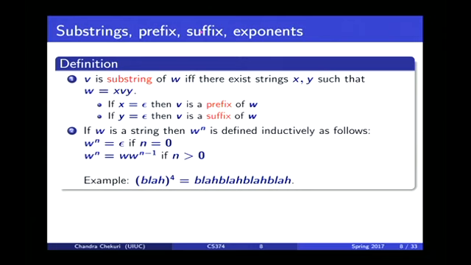Then we define exponentiation of strings inductively. What is w to the n? w concatenated n times. So blah to the 4 is blah blah blah blah.